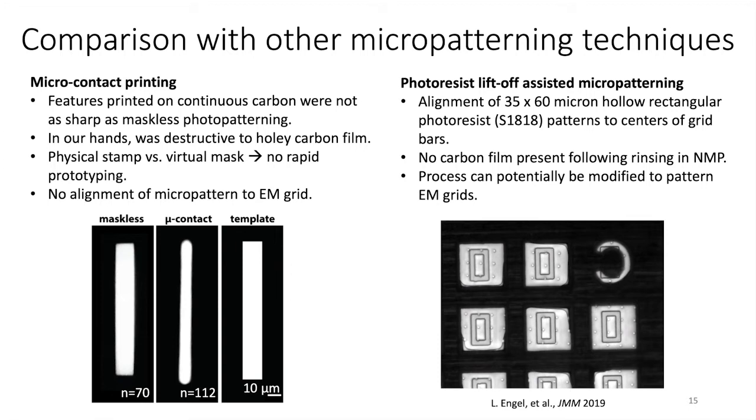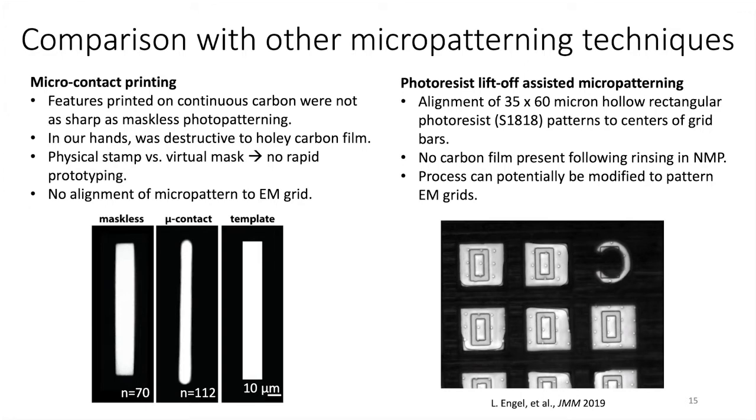When we microcontact printed on grids, we unfortunately ripped about 21 out of every 36 grid squares, which is a good deal of ripped carbon film. Because this process involves creating a physical stamp, it also does not allow for rapid prototyping, whereas when using virtual masks, the cost per design iteration becomes highly reduced. So even if you are very gentle and get microcontact printing to work for your grids, you don't really have a built-in method to align the micropatterns to the grid, as you would with maskless photopatterning.